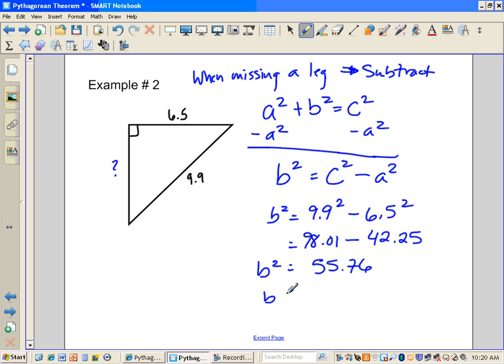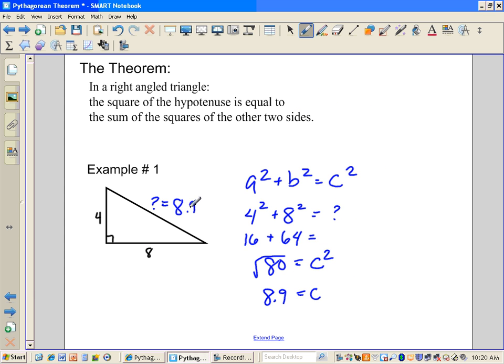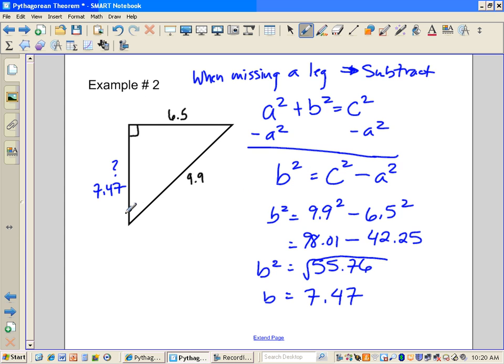Remember, just like before, we have to take the square root at the end. So the square root of that previous answer is 7.47. So first example, we have two legs, we're finding the hypotenuse, so add. Second example, we have a leg and a hypotenuse, so subtract to find that third side.